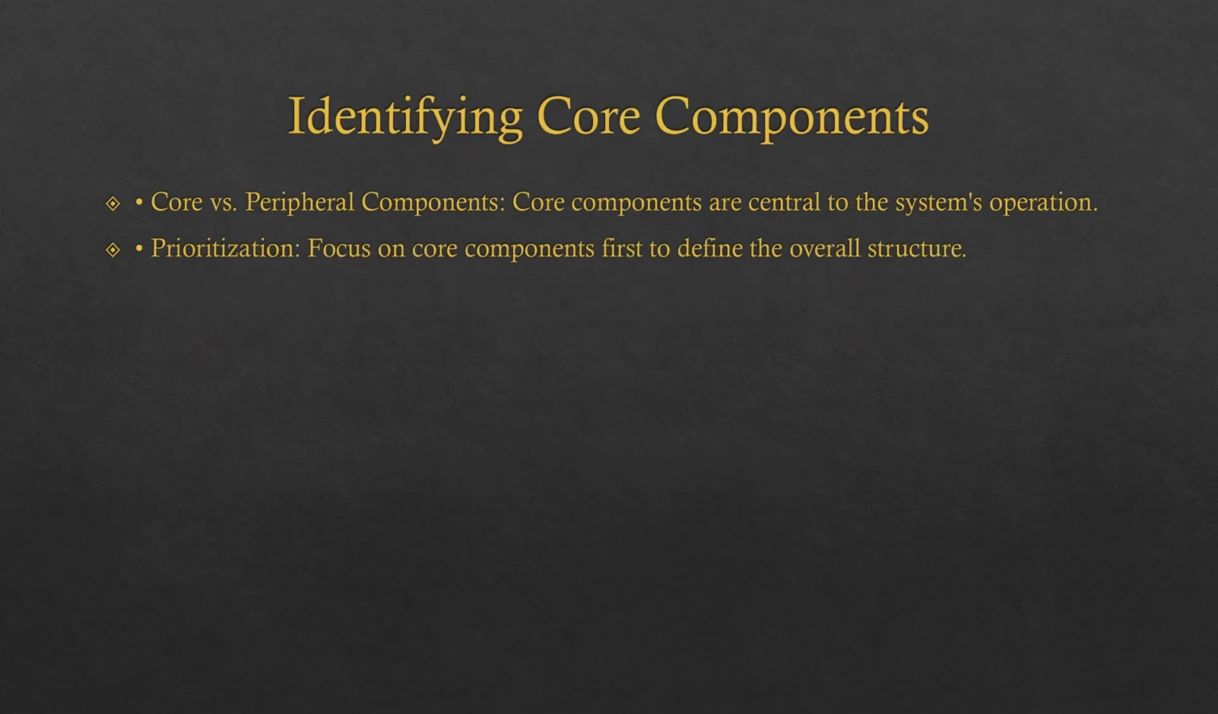Core components are central to the operation of the system. For example, in an e-commerce platform, payment processing, order management, and user authentication are core components. Peripheral components like logging and analytics support the system but aren't critical to its main function. When designing, prioritize the core components and focus on them first to define the overall structure of the system.